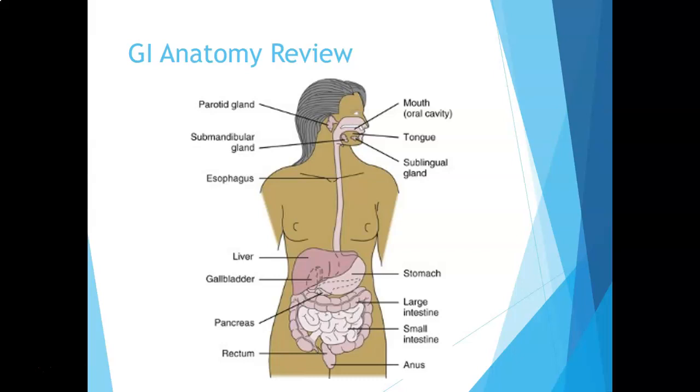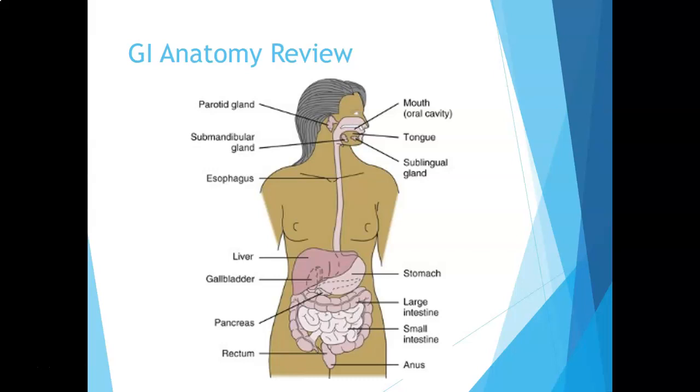So basically, the GI system starts with your mouth, right? In our mouth, we have teeth, tongue, and saliva, which help us break down food. Then we have the esophagus, which connects the mouth to the stomach. In the stomach, we store and mix food with digestive enzymes, and then that empties into the small intestine. The small intestine consists of the duodenum, the jejunum, and the ileum. Next is the large intestine, which is comprised of the cecum, the colon, and the rectum.